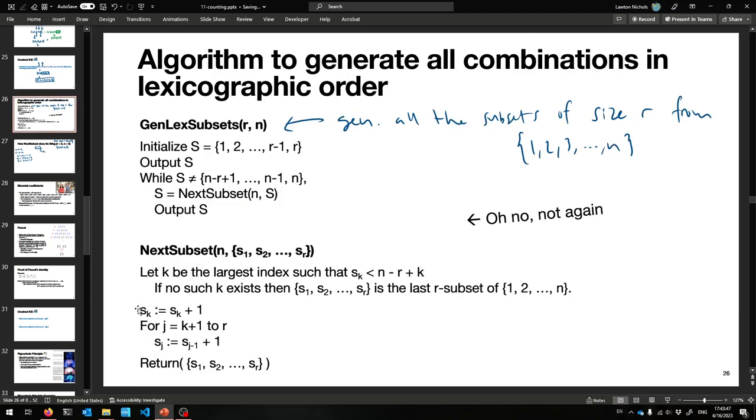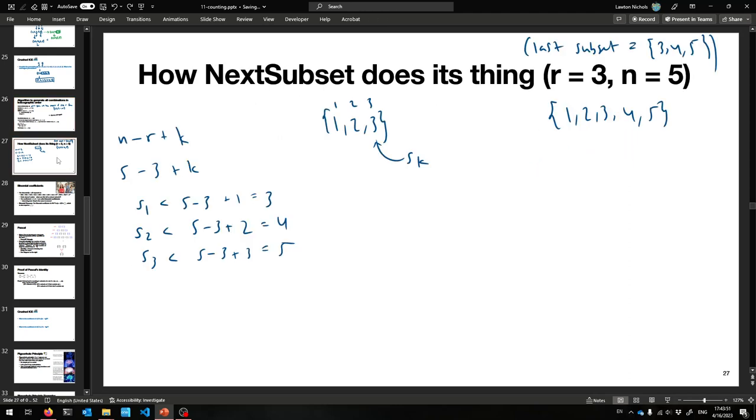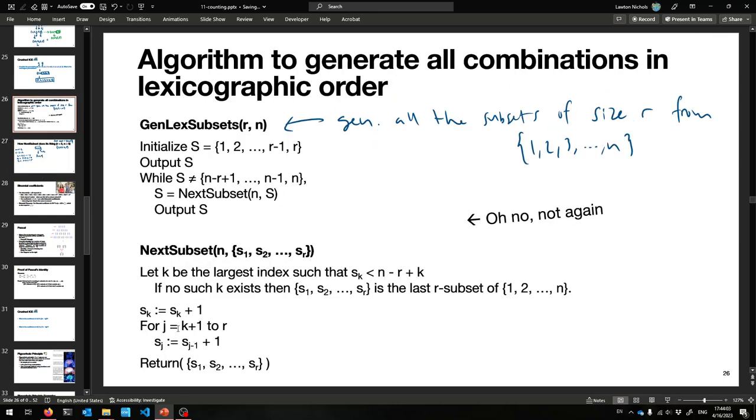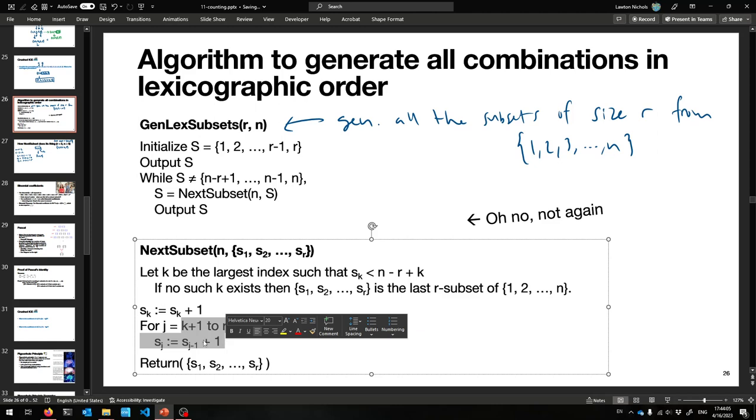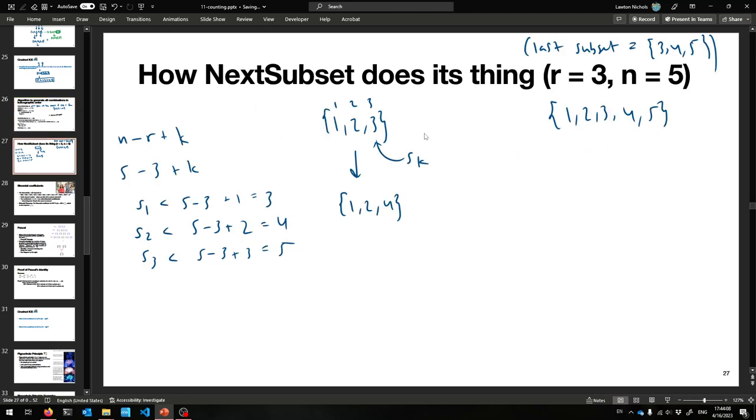We're going to increment the value there. So this is going to transform into 1, 2, 4. So we're incrementing this to 4. And then, what are we doing? For every index afterwards, we're going to do some stuff, but there are no indices after k. K is the last index, so we're done. That is the next subset, which kind of makes sense.